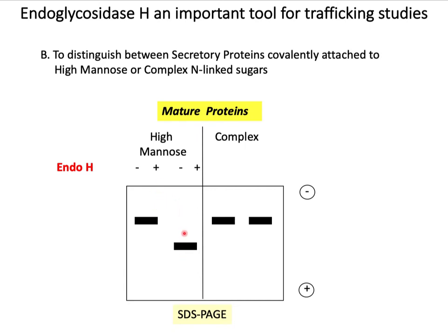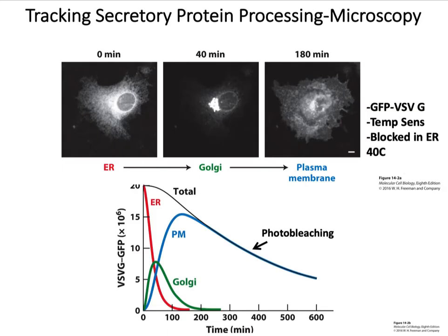If this protein is not sensitive to the action of endo-H, you can conclude that the N-linked glycans on this protein are not the high mannose type. The glycans on this protein are likely to be the complex N-linked glycan type. Now, this is a very simplified example. Sometimes these secretory proteins have both high mannose and complex N-linked sugars on different asparagine residues. But I think you can appreciate from this experiment how powerful endo-H or endo-D is in the study of protein trafficking.